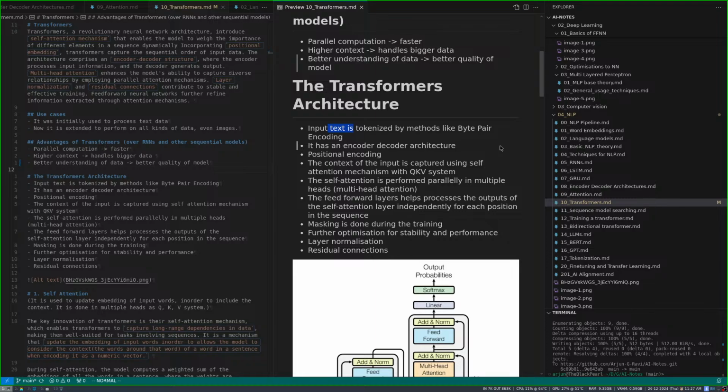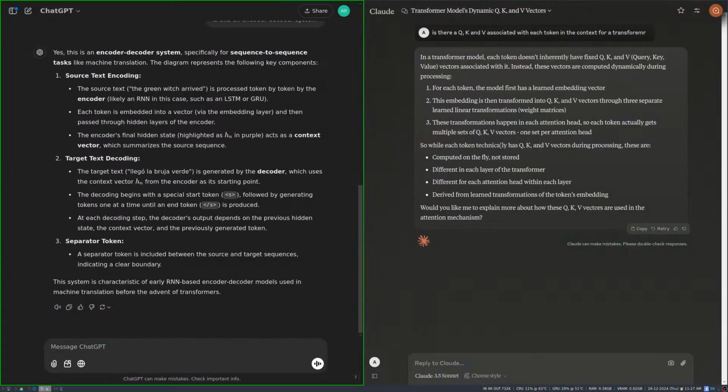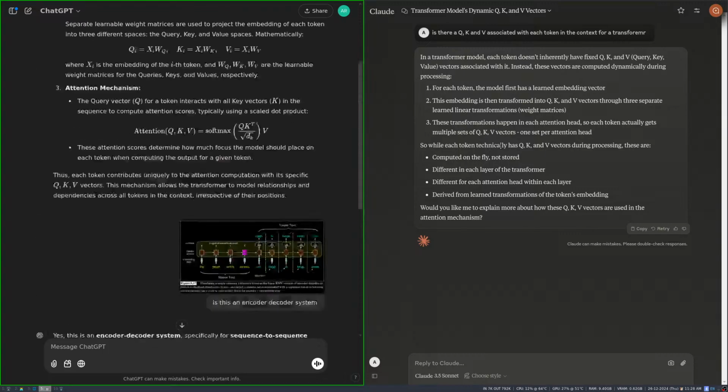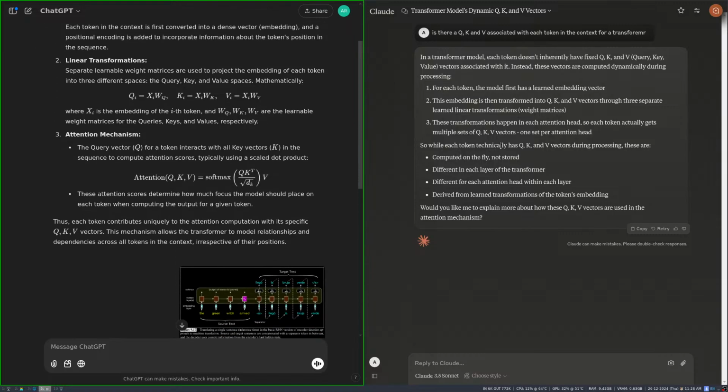This is probably better, right? Yeah. Or is it the other way? I'm not sure. Byte pair encoding.